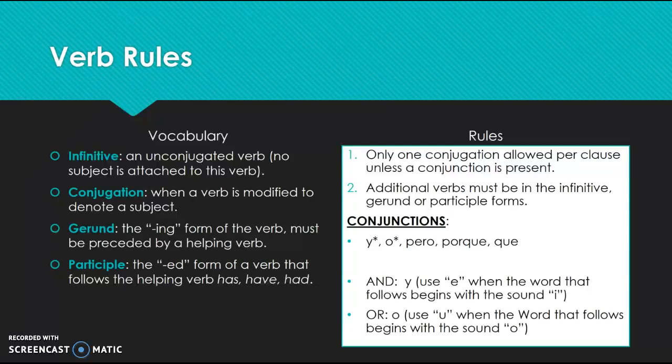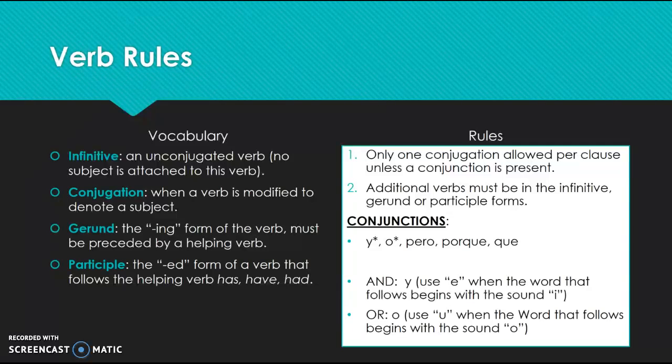So knowing the difference between an infinitive, conjugation, gerund, and participle is important. And how those factor into the rules is that in every clause, you are only allowed to have one conjugation. So if you have more than one verb in a clause, there either has to be a conjunction or the second verb must be either in the infinitive, in the gerund, or the participle form.